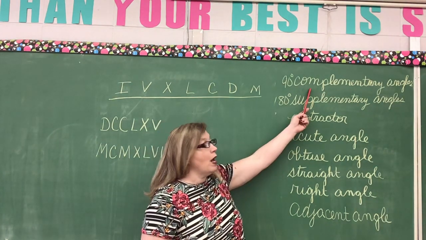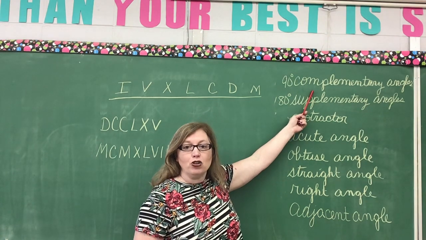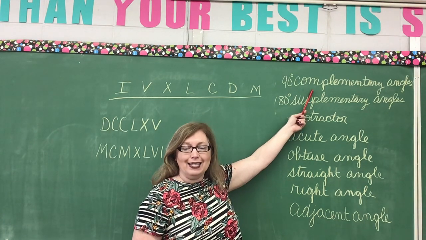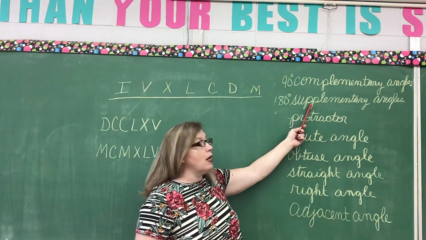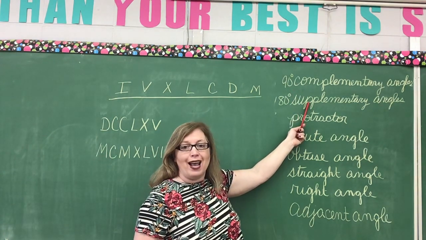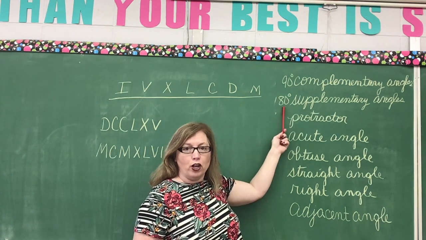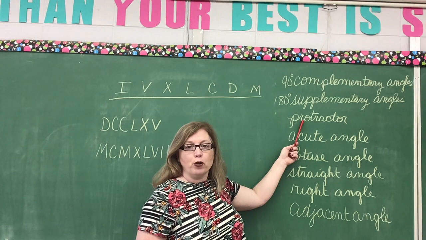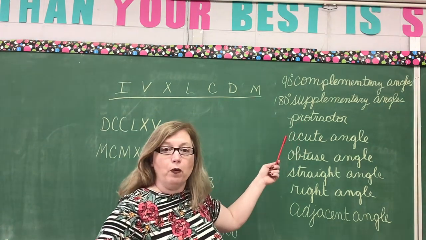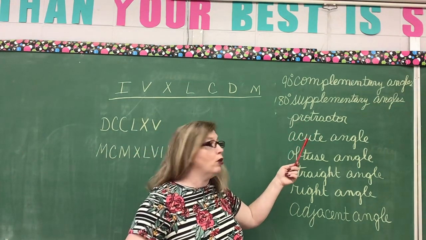What does complementary angle mean? A complementary angle is when two angles are added together and they equal 90 degrees. If you have supplementary angles, the two angles that are added together equal 180 degrees. A protractor. A protractor is simply the tool that we use to measure an angle.